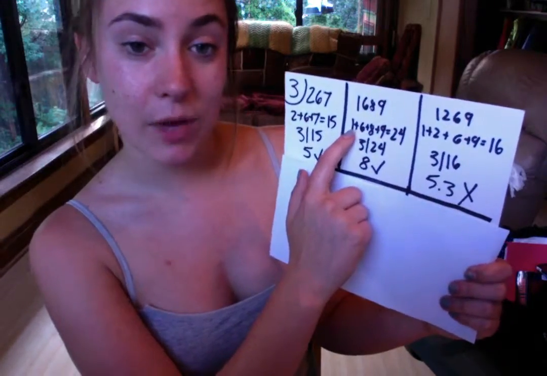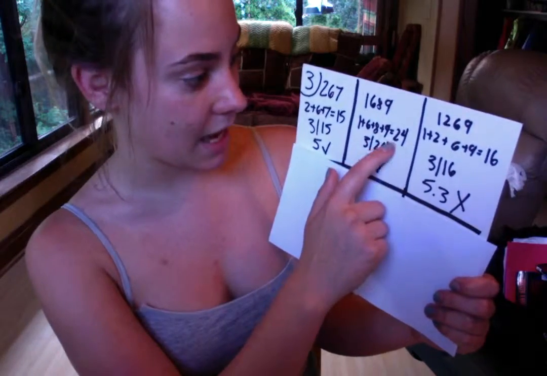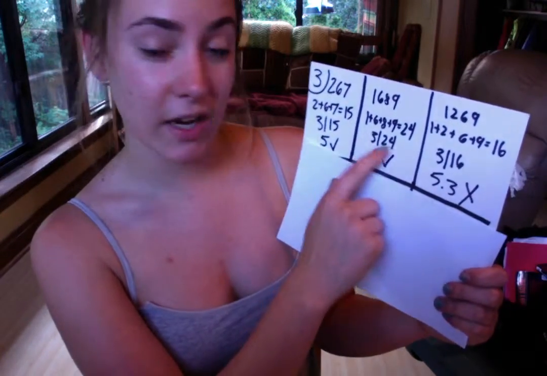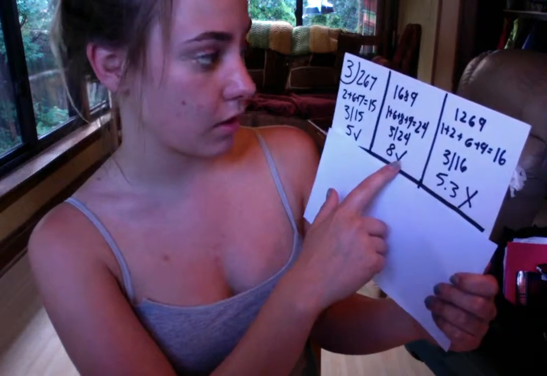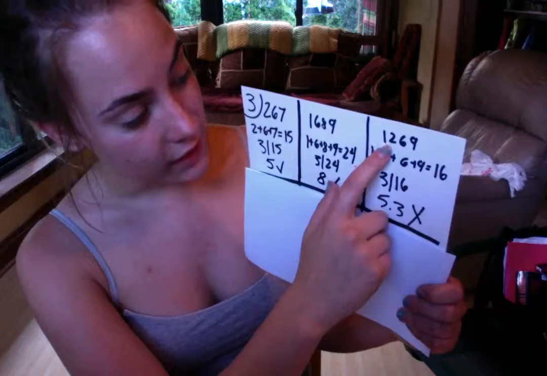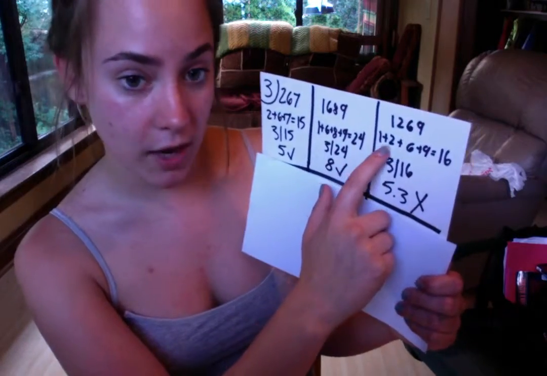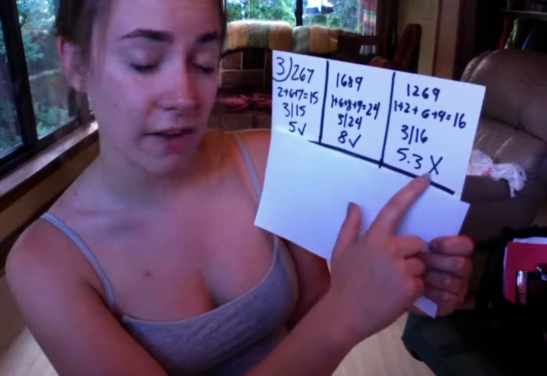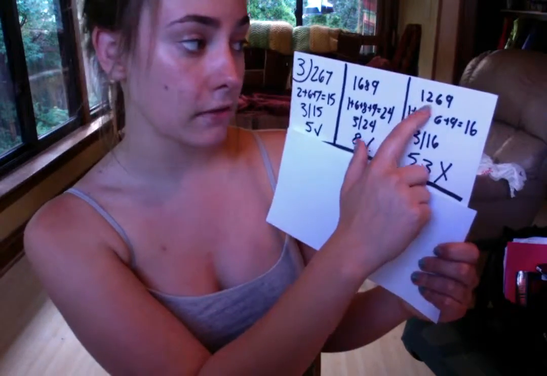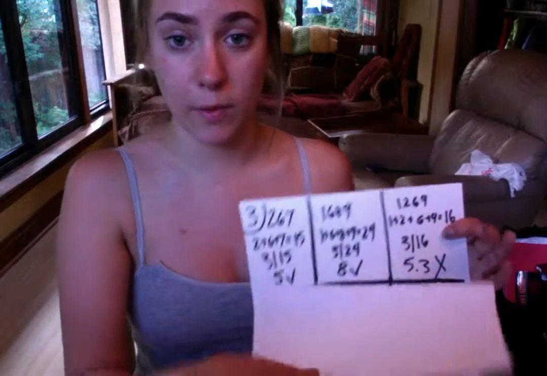1,687. This means you add 1 plus 6 plus 8 plus 9 equals 24. 24 divided by 3 is an even 8, meaning yes, this is divisible by 3. 1,269. Once again, you add all the numbers up. 16 divided by 3 is not a whole number. It gives you 5.3. This means that 1,269 is not divisible by 3.